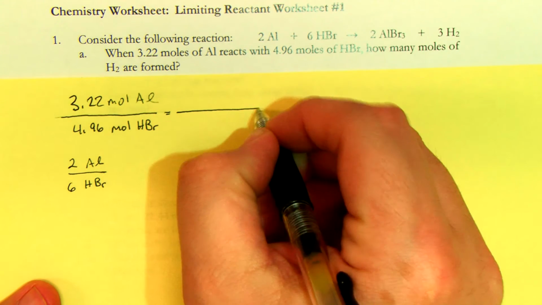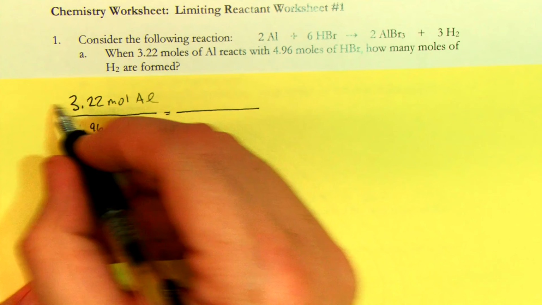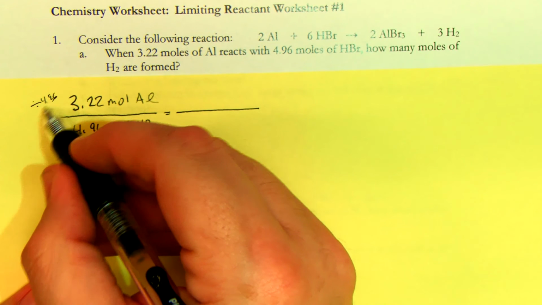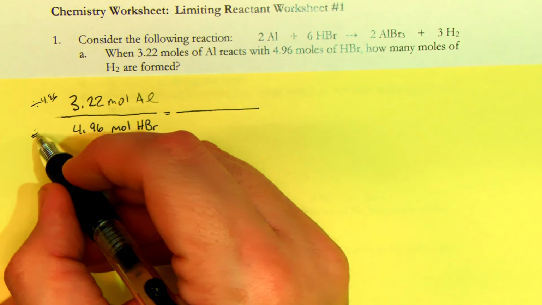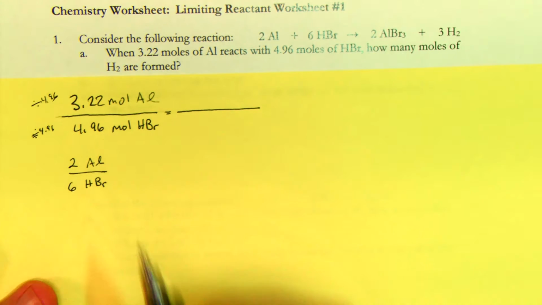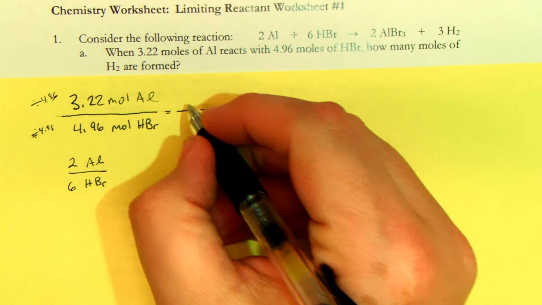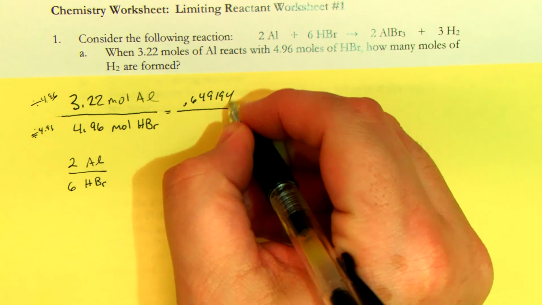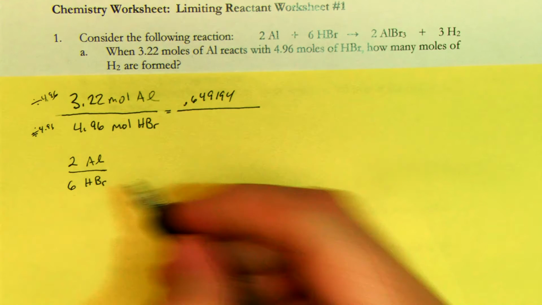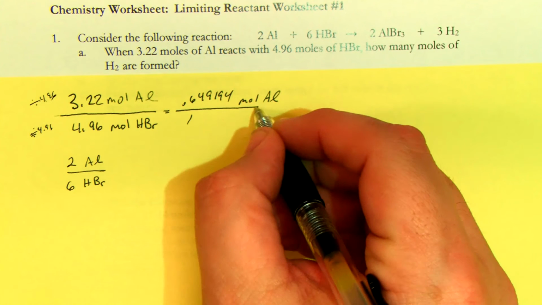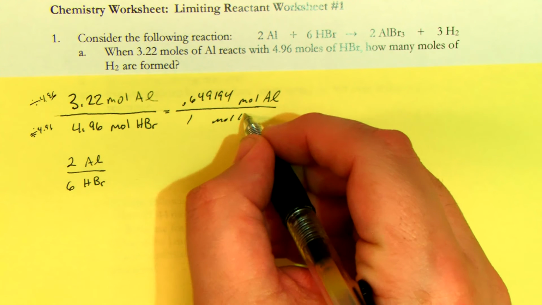Alright, so here's what I'm going to do. I'm going to take this guy, I'm going to divide. What should I divide by? Yeah, 4.96. Divide that by 4.96 because I'll get a 1 in the denominator. And so I'll take 3.22 divided by 4.96, and it'll be 0.649194, and that would end up being 1. So that's moles of aluminum to 1 mole of HBr.